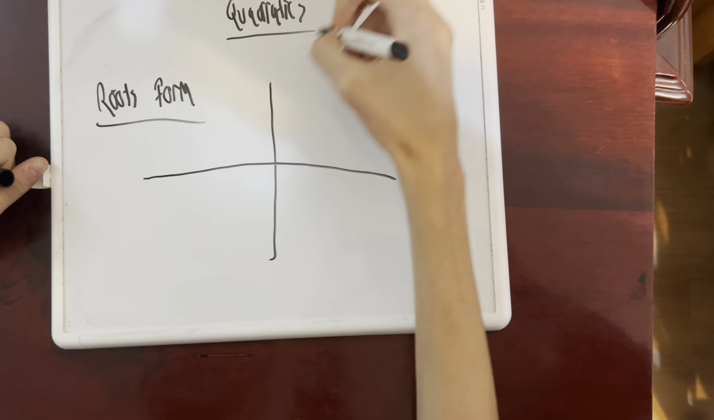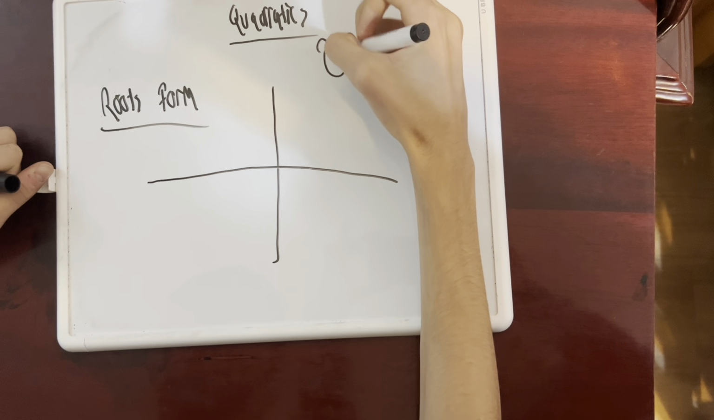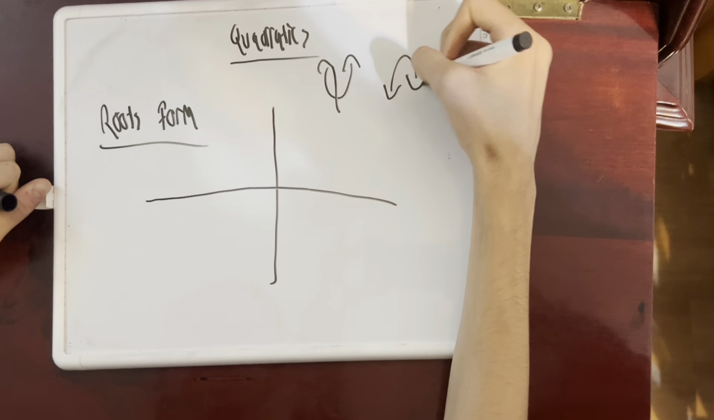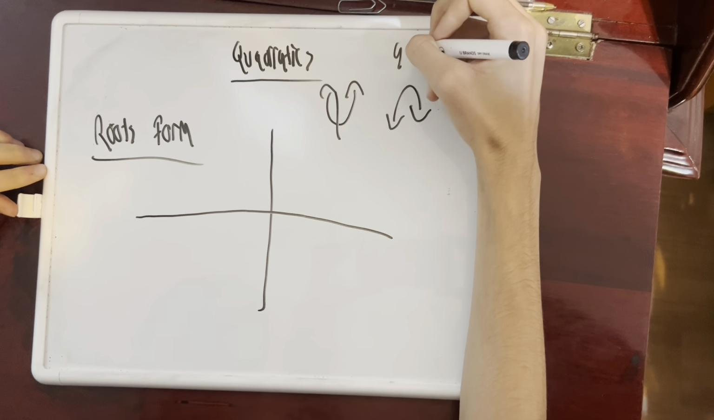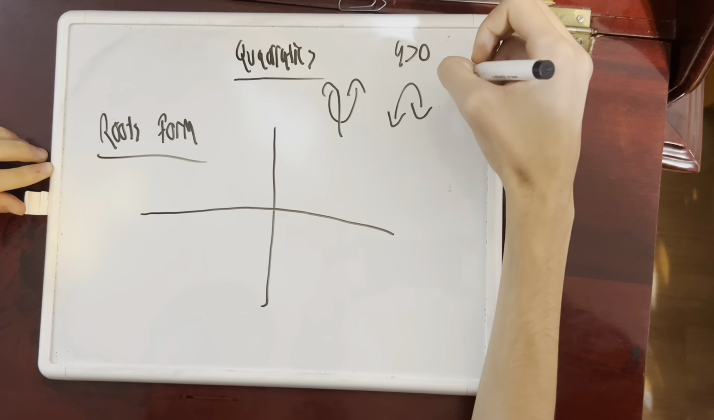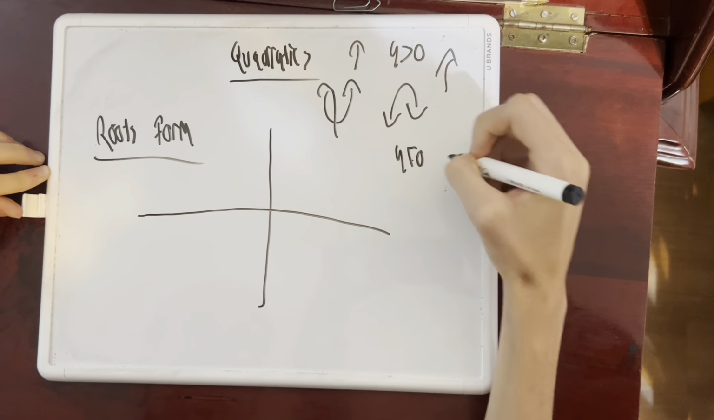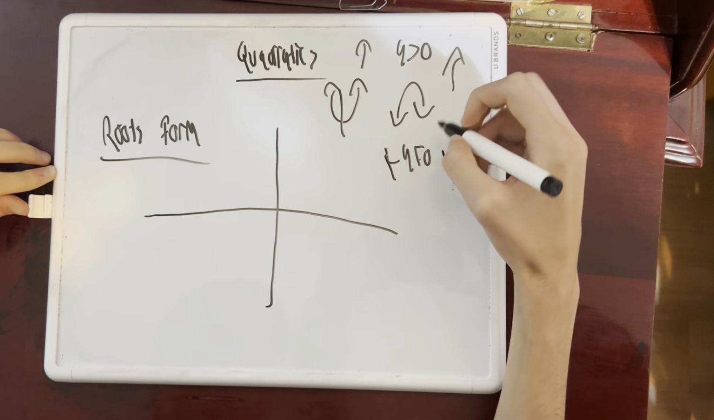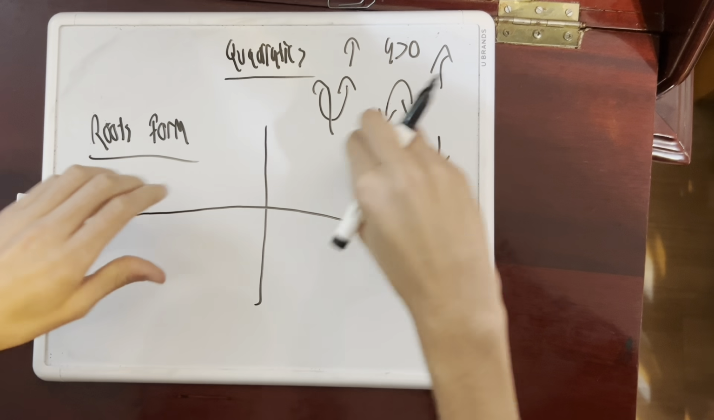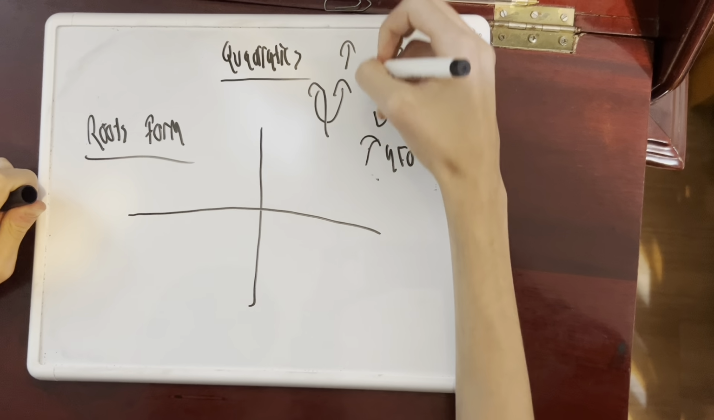And probably a parabola, right? Remember, a parabola forms this U-shape, depending on A. Let me go over this. If A is greater than 0, your parabola is opening up. If A is smaller than 0, your parabola is opening down, right? So this would be here, and this would be here.